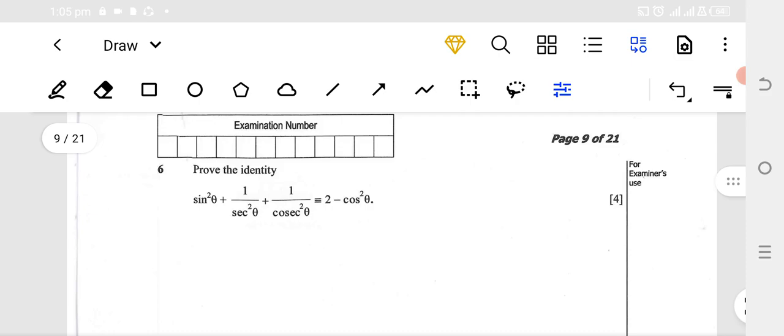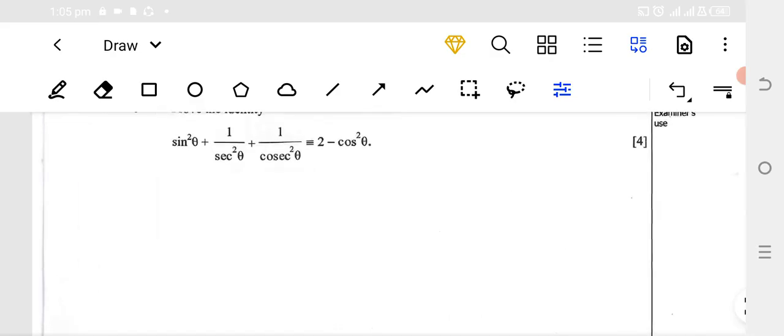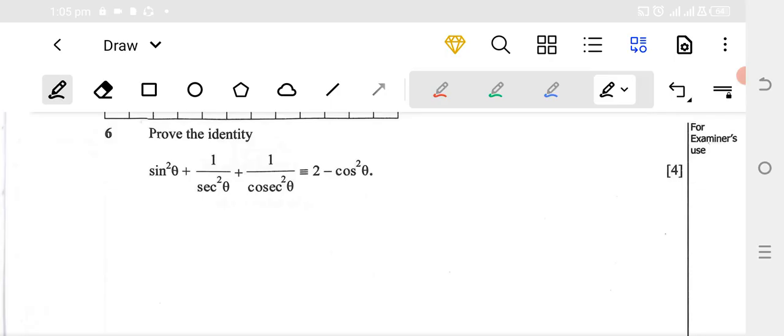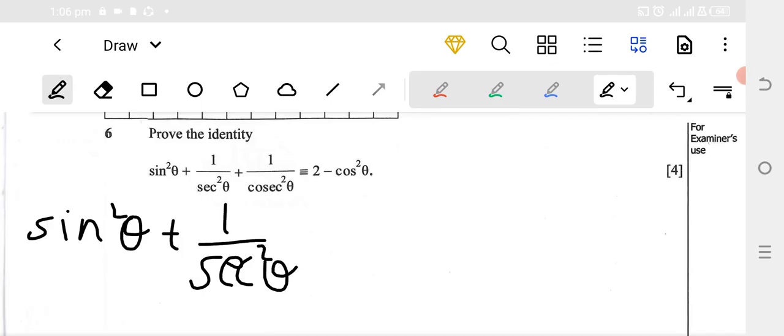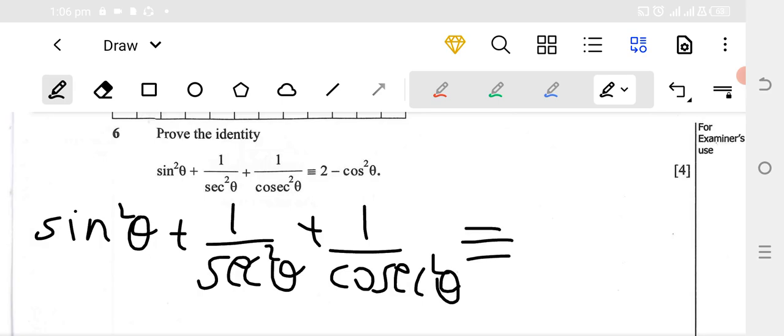So let's prove the identity. That's the next question. This is question number 6, which is carrying 4 marks. It's saying prove the identity. The first thing you do is you write it again. So it's going to be sine theta squared plus 1 divided by sec theta squared plus 1 divided by cosec theta squared is equivalent to 2 minus cos theta squared.